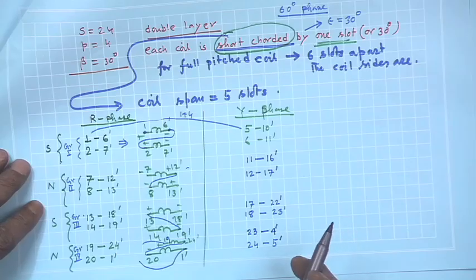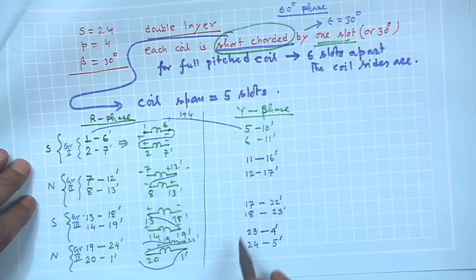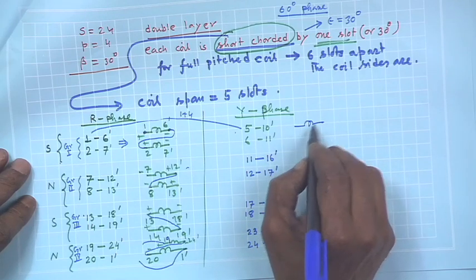So, there are altogether, this is group 1, group 2, group 3, group 4, and the coil representation will be like this.